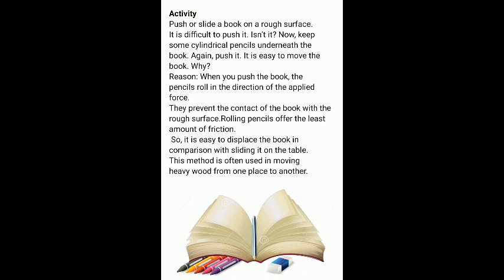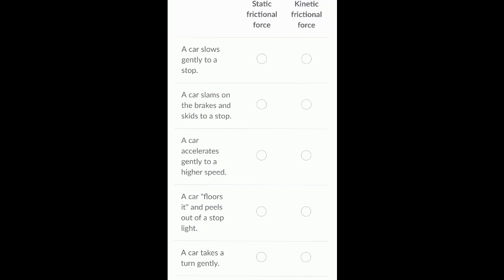So this activity explains the concept of sliding friction and rolling friction. When you simply place a book on the desk, it is sliding friction that acts, whereas if a rolling cylindrical pencil is placed underneath the book and you push the book, rolling friction arises, which makes the book move. This method is often used in moving heavy wood from one place to another. So this is one application: you can move heavy wood from one place to another using this rolling friction concept. Now I have brought another activity for you.